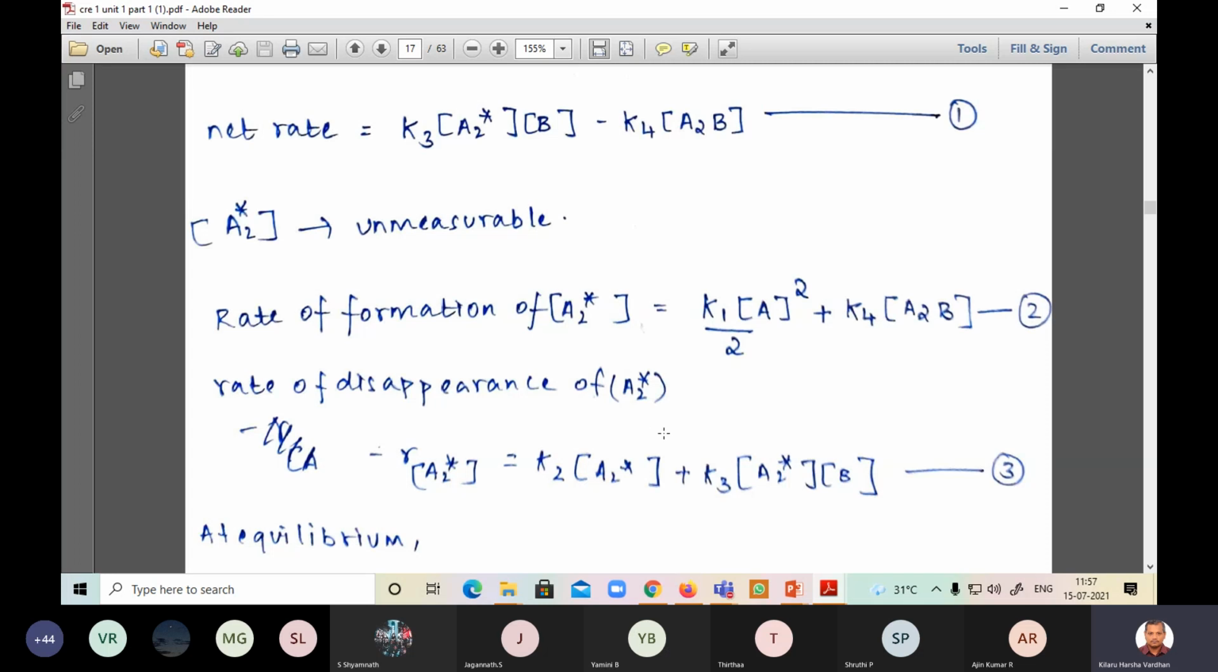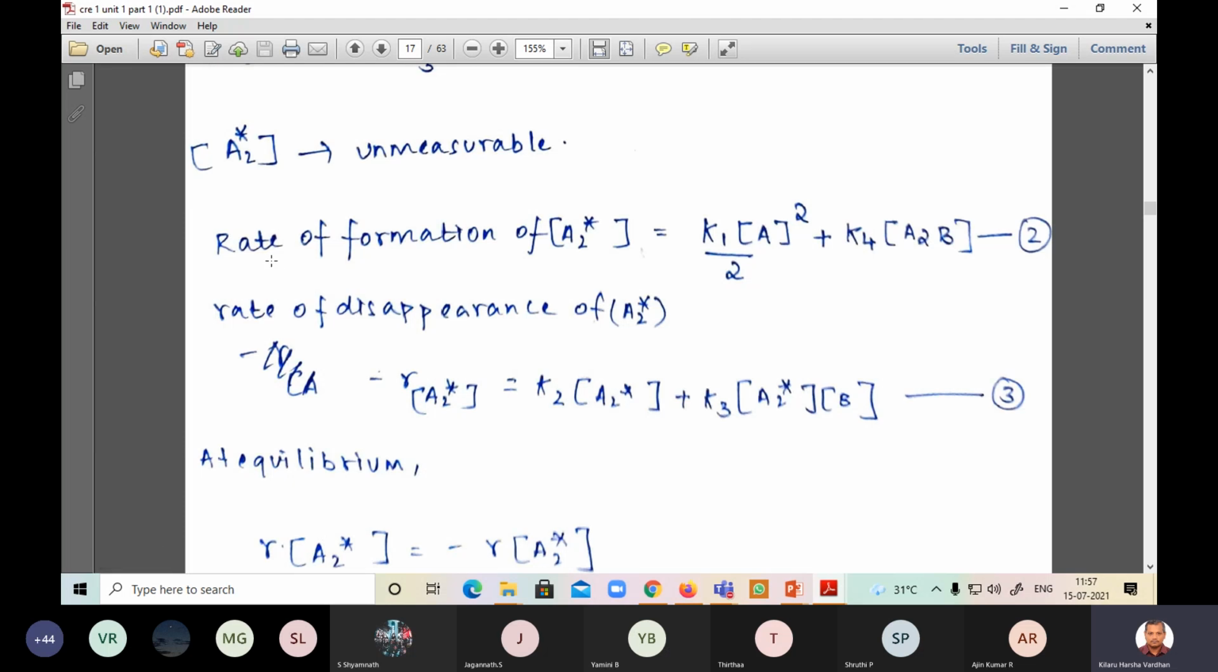But this A2 star we cannot see or measure. What we have to do at equilibrium is assume that the rate of formation of A2 star is equal to the rate of disappearance of A2 star. So if you equate 2 and 3, then what will happen? This A2 star will go.